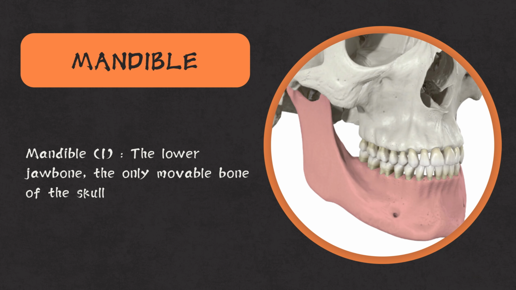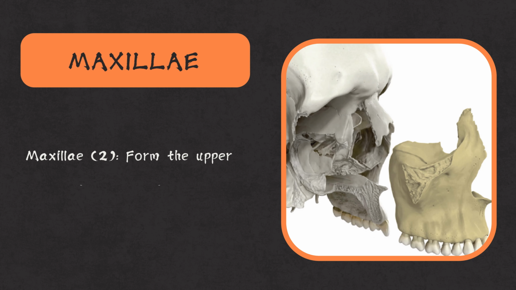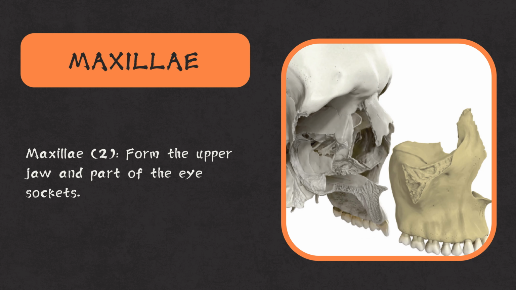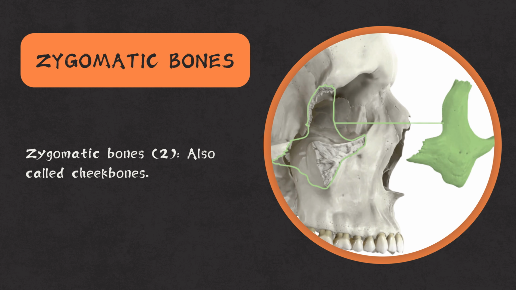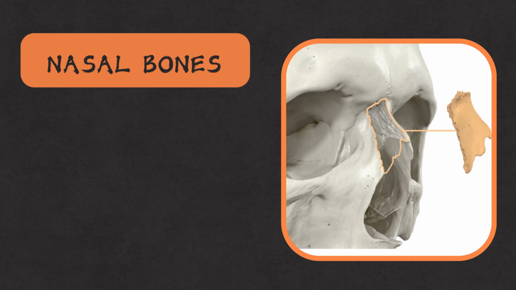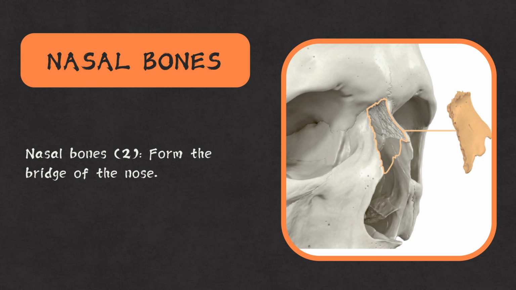Mandible, 1. The lower jawbone, the only movable bone of the skull. Maxillae, 2. Form the upper jaw and part of the eye sockets. Zygomatic bones, 2. Also called cheekbones. Nasal bones, 2. Form the bridge of the nose.